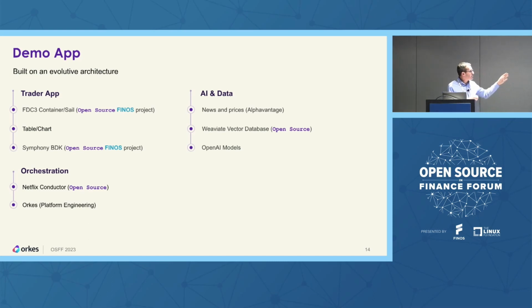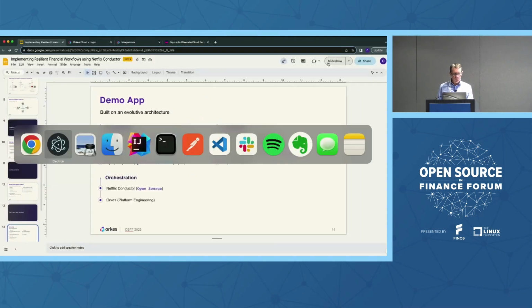There will be an orchestration part with Netflix Conductor and Orkes as the platform. And of course, some AI and data tasks for getting the news and prices. We are using Alpha Vantage in this example. The vector database will be Weaviate, which is another open source option, kind of equivalent to MongoDB for vector databases. And OpenAI models that you may know, like DaVinci and models like that. No code, just using those things. So let's switch to the demo.